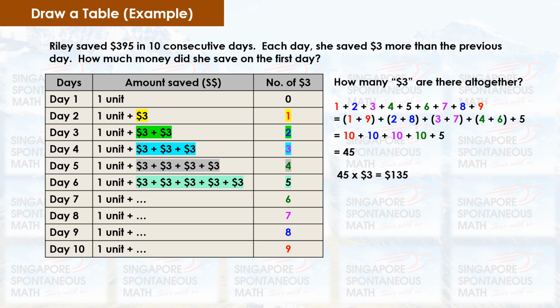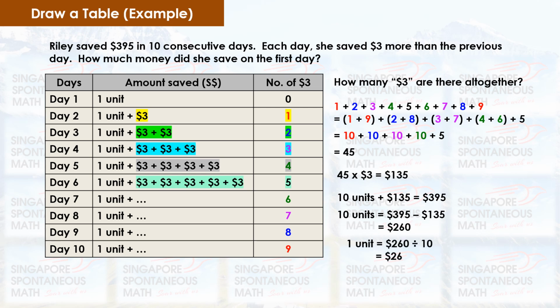45 times $3 equals $135. 10 units plus $135 equals $395. 10 units equals $395 minus $135, which is $260. 1 unit equals $260 divided by 10, which is $26. Riley saved $26 on the first day.